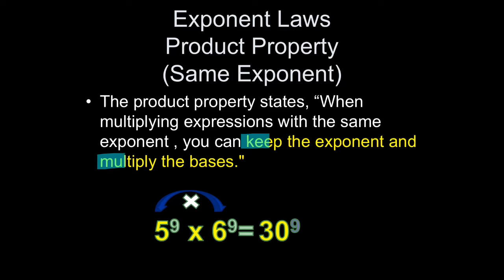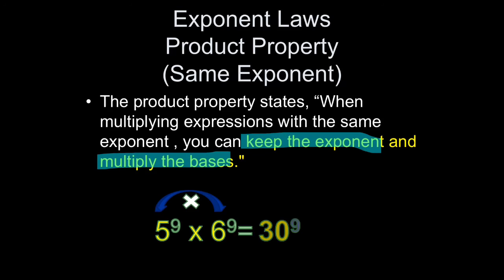So here's your example. Notice that the exponents are the same, but the bases aren't. So we take 5 times 6 and we get 30. We leave the exponent the same, and that is our final answer. Earlier in the year, we did this in class, and we proved why it works. In this video, we won't be talking about why it works, just how it works.